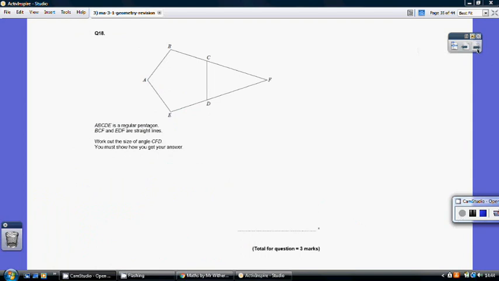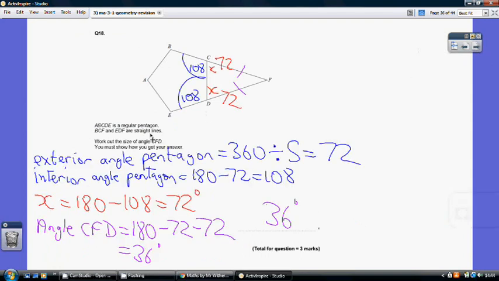Question 18. This is a regular pentagon, a regular 5-sided shape. Exterior angles add up to 360. It's a 5-sided shape, so each exterior angle must be 360 divided by 5, which is 72. So the interior angles must be 108. And therefore these two angles that I've called x must be 72.